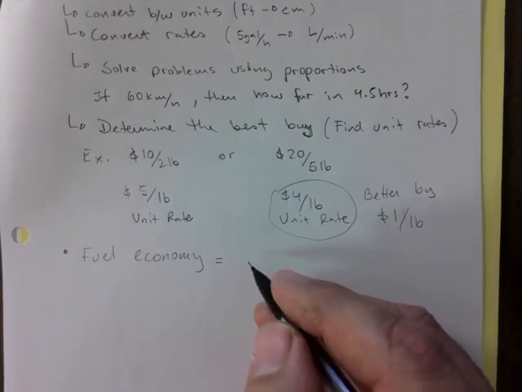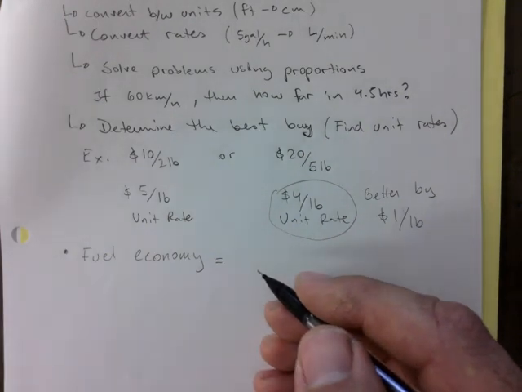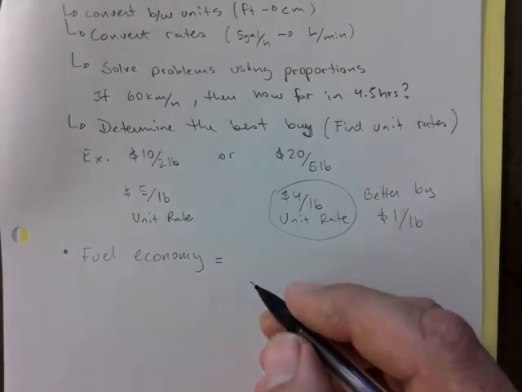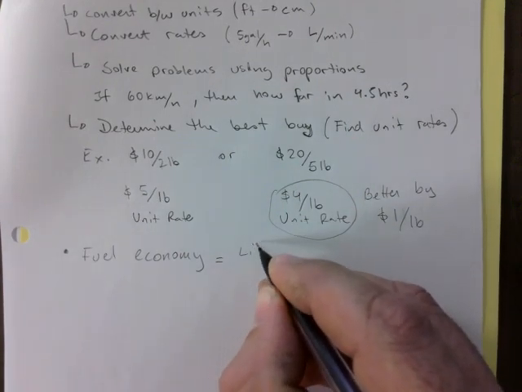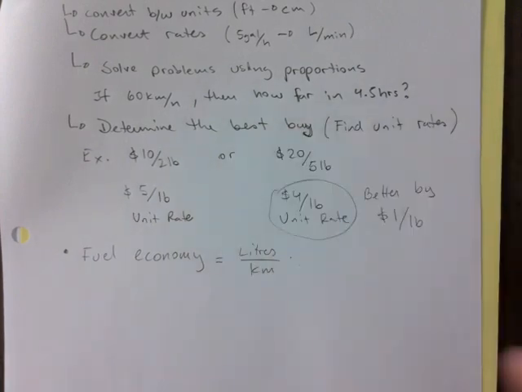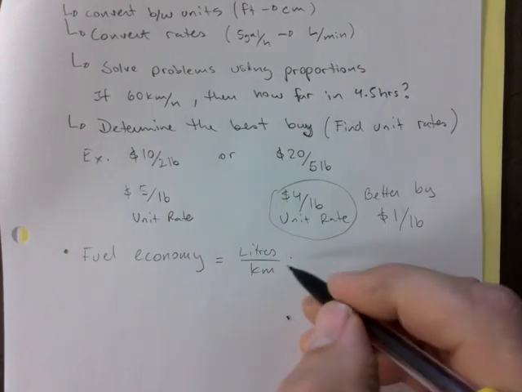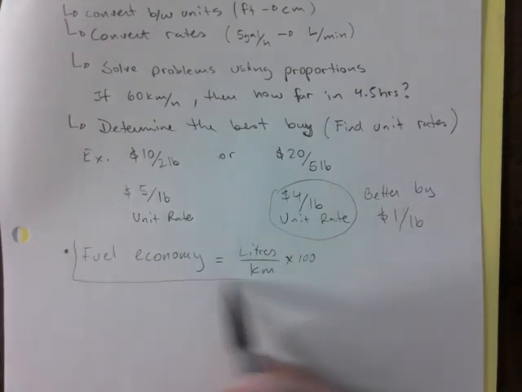Okay, so what was on top? Liters, is that what you all have? Liters divided by kilometers, right? Okay, so I'm going to make sure you all changed it. Okay, liters over kilometers times 100. This is your formula, right?